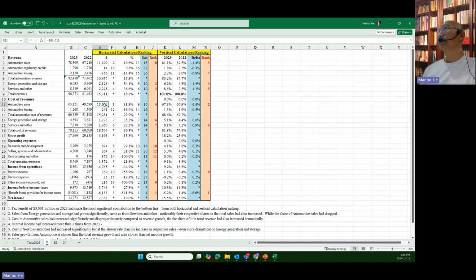And what's next? The next one is automotive sales in revenue. This is automotive sales in cost. We can see the cost of automotive sales has increased very significantly, over 15 billion, while the revenue only increased 11 billion. So this is the second largest item. And then we do the same thing for the rest. The number three item is provision for income tax, which is 6 billion. And that's the third largest number.